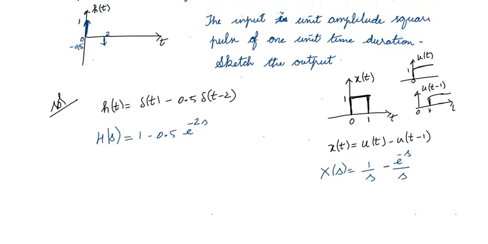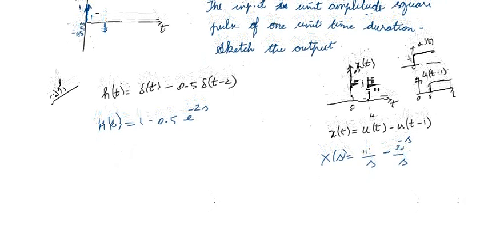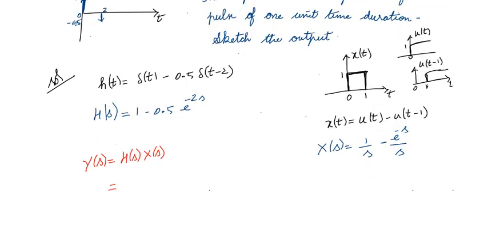Now the question is, we need the output. How will you find the output? Y of t is required. First we will find y of s. Y of s is h of s multiplied with x of s. So it is 1 minus 0.5 e power minus 2s, multiplied with 1 minus e power minus s, divided by s.